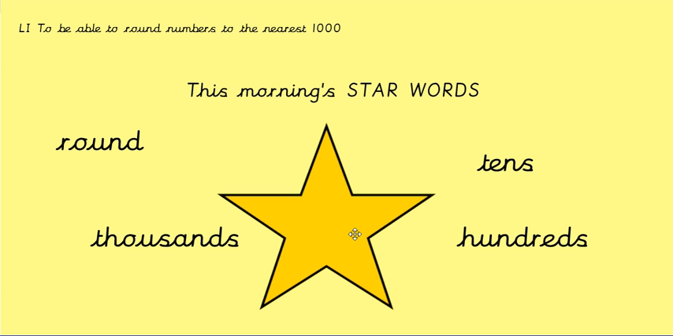This is something that people find quite hard to do. So we're going to be looking at rounding up and down and going back to our place value, looking at tens, ones, hundreds and thousands. And our learning intention today is to be able to round numbers to the nearest 1,000.